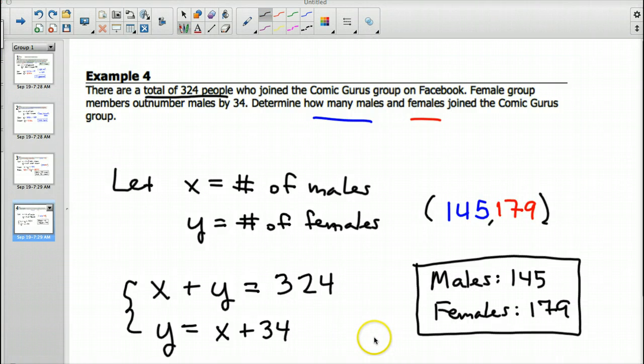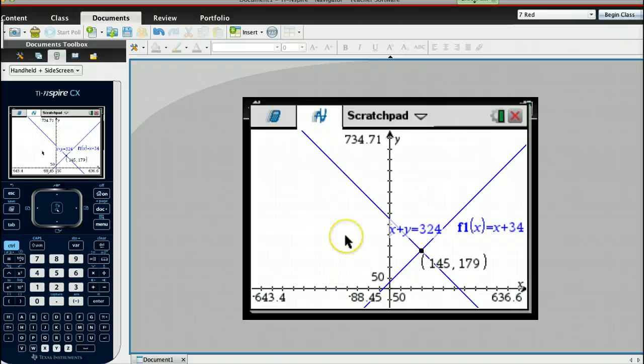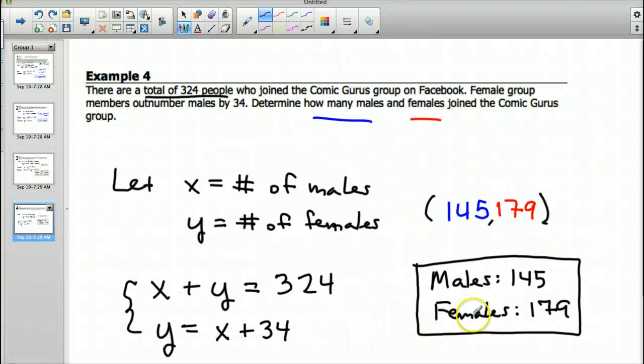Okay, for this problem you should have found an intersection point of 145, 179. So here are my two graphs right here. This is the line x plus y equals 324, and this is the line y equals x plus 34, and this is my intersection point. And so I know that the number of males, therefore, is 145. The number of females is 179.